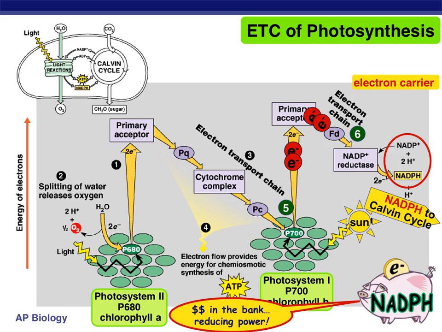So I want you to realize that in the first part, between photosystem 2 and photosystem 1, so in this section right here, we do make some ATP. But once we've excited those electrons from photosystem 1, we're not making ATP anymore. Now we're just going to add them to NADPH. We are generating NADPH.